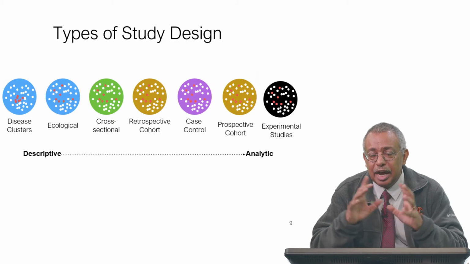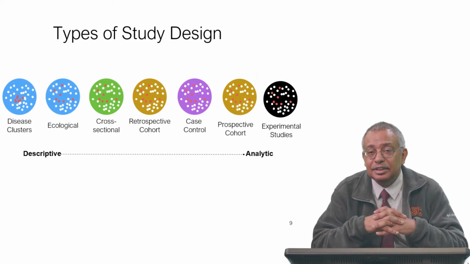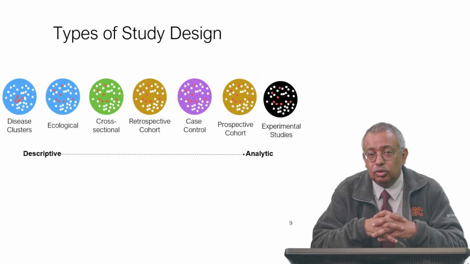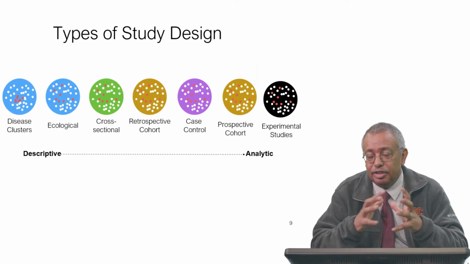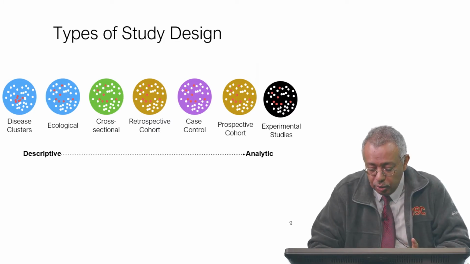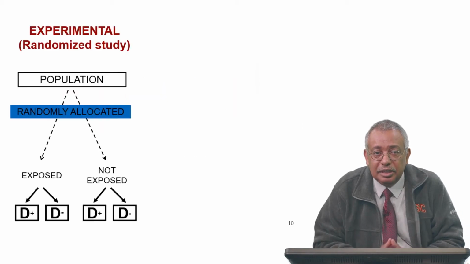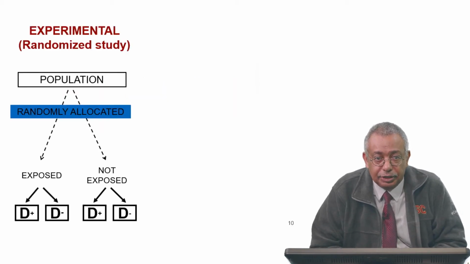And of course, the gold standard of study designs is what we call experimental studies, where the investigator has maybe not full, but some well-defined control in terms of who is getting what kind of exposure. So we'll come back to some aspects of this a little bit later in our lecture.